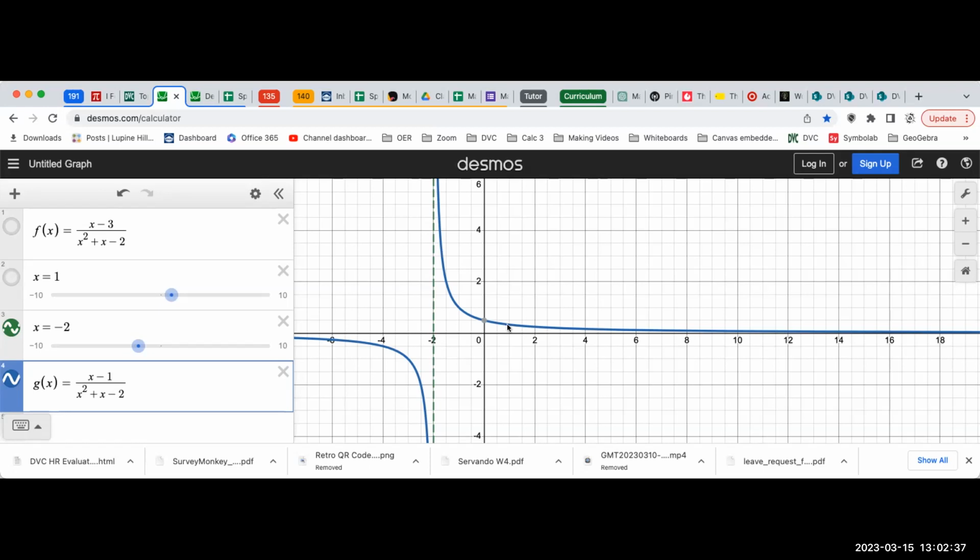And so what ends up happening here, did anything cancel off? Nothing canceled, right? So that's why we still had 2 vertical asymptotes here. Here we had a vertical asymptote at x equals 1. And this one didn't cancel, which gave us another vertical asymptote at x equals -2.